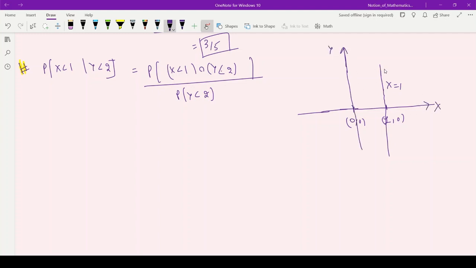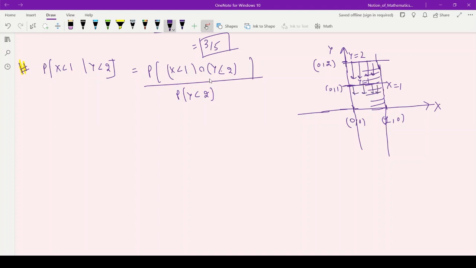Now x less than 1 means this particular way it would be. Now y less than 2, so suppose this is y equal to 1, I mean to say this particular point will be 0 comma 1, and this particular point will be 0 comma 2. Now y less than 2 means if I draw a line here at y equal to 2, this particular line will be what? It will be y equal to 1.